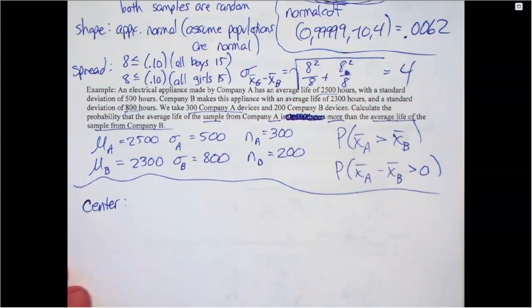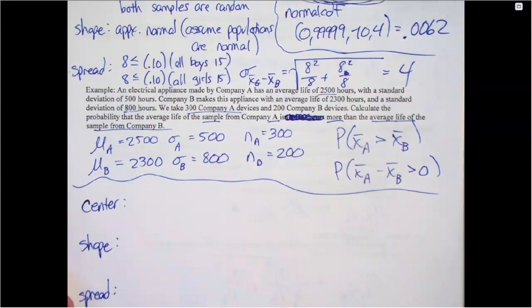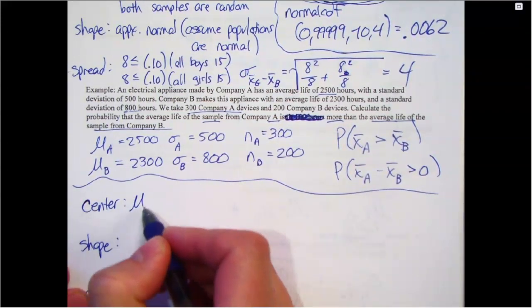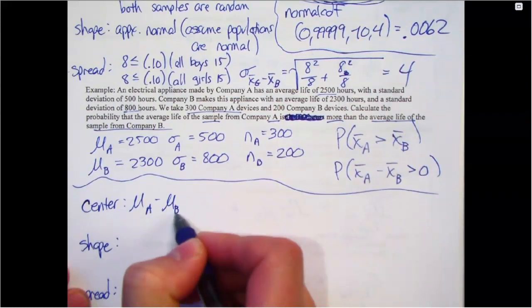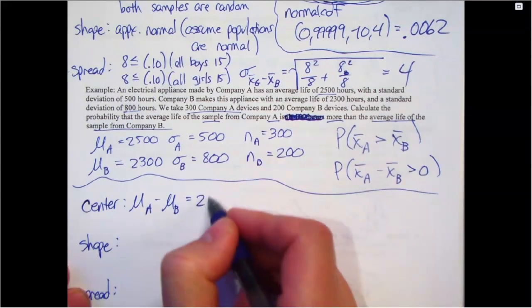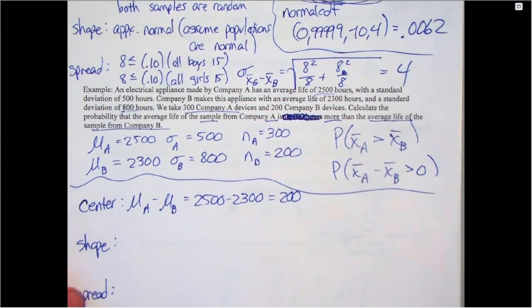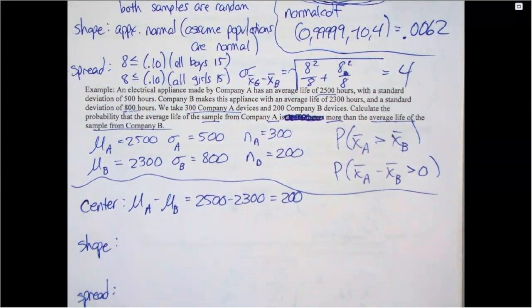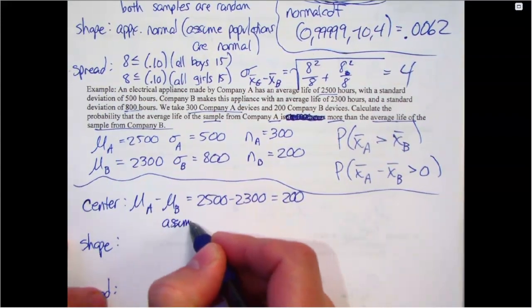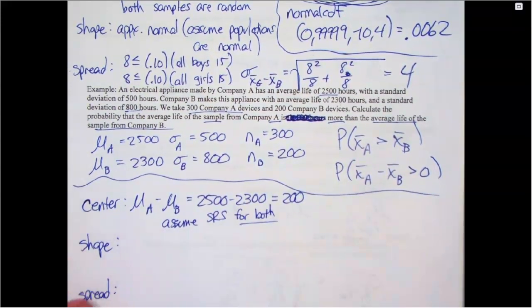So the center is going to be the mean of A minus the mean of B, which is 2,500 minus 2,300, which is 200. How do I know that is okay to use? I don't think it says it. We assume. Yeah, so we're going to have to assume, what are we assuming? Assume SRS. Make sure you put it for both, because there are 2 samples, so we have to make sure both are SRSs.